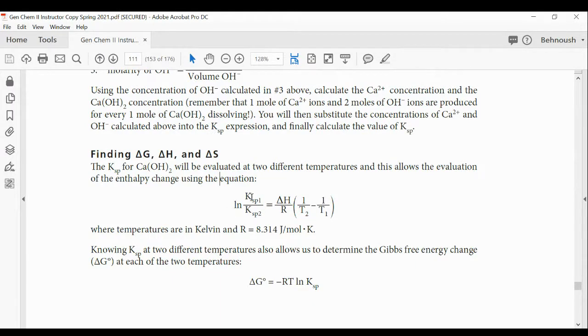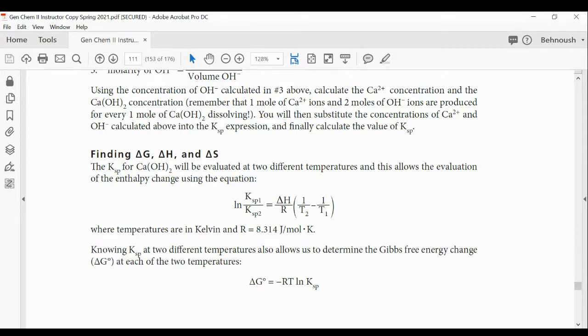If you have KSP1, what does KSP1 mean? Can anyone emphasize it? Can you tell me what it means? The solubility constant at temperature 1, right? Just be a little bit more specific, so it's good. It is the solubility constant at temperature 1, and what would be KSP2? The solubility constant at temperature 2. The delta H is going to be the same. If the temperature is high or low, the delta H value is going to be the same. So you are going to use that equation.